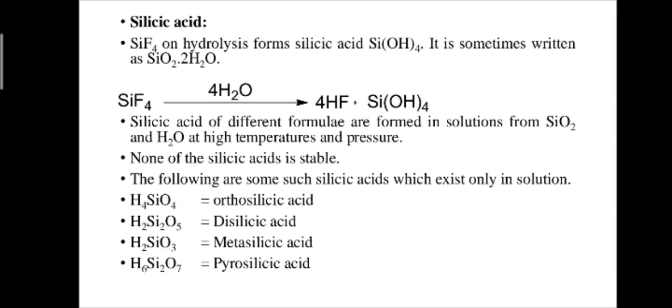1 mole of silicon tetrafluoride on hydrolysis with 4 moles of water gives 1 mole of silicic acid, of chemical formula H4SiO4 or Si(OH)4 or SiO2.2H2O, plus 4 moles of hydrofluoric acid. Silicic acids of different formulae are formed in solutions from silicon dioxide and water at high temperatures and pressure. None of the silicic acids is stable. The following are some such silicic acids which exist only in solution.